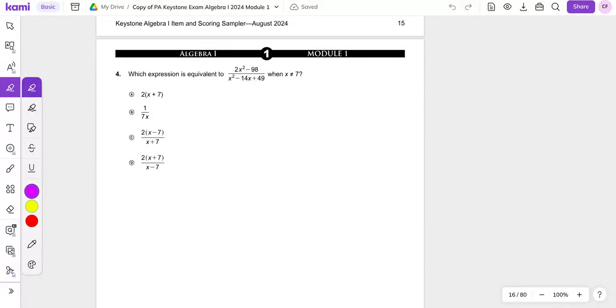Here we're trying to find which expression is equivalent to 2x squared minus 98 all over x squared minus 14x plus 49. So when we see fractions with polynomials, we typically want to simplify the numerator first and then simplify the denominator second, and from there look for commonalities between the top and bottom and cross some things out.